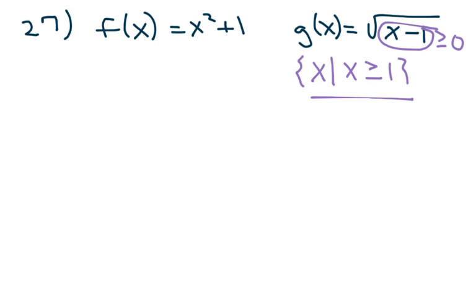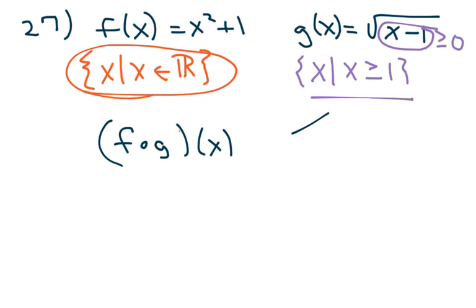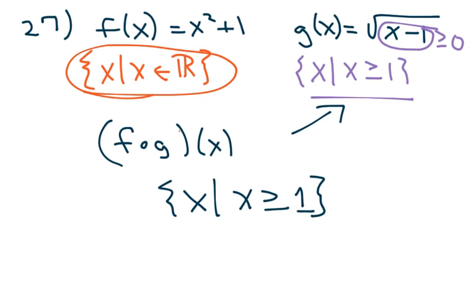But for f, the domain is any real number. This one right here, we can put anything in for x. So this one's kind of easy. Since we didn't have to check this, we're just going to do f composed with g. The domain is just that. So x such that x is bigger than or equal to 1. And that is all of that section.